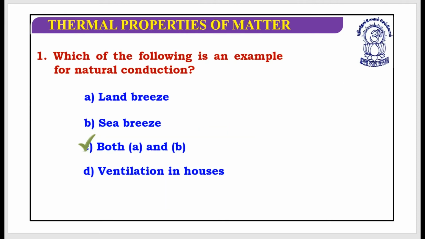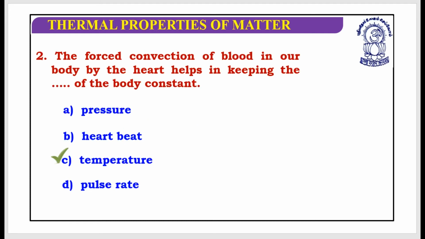So let's look at certain quick questions. Which of the following is an example of natural convection? Yes, land breeze, sea breeze. Yes, both are examples of natural convection. Next, the forced convection of blood in our body by the heart helps in keeping the blank of the body constant. Yes, it is there to keep the temperature of the body constant. I hope this is clear.